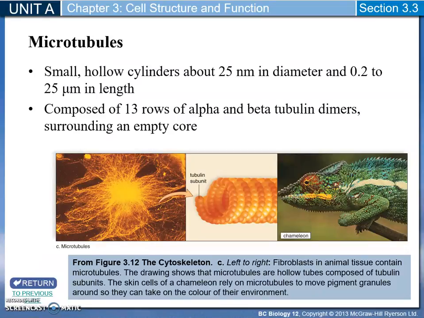And again, we have an electron micrograph of it by the looks of it there. And so the fibroblasts in animal tissue contain microtubules, and the drawing in the middle then shows that microtubules are hollow tubes composed of tubulin subunits. The skin cells of a chameleon rely on microtubules to move pigment granules around so that they can take on the color of their environment. So if you ever wondered how a chameleon does that, it's through this mechanism actually. The microtubules allow them to move pigment around their cells, thus changing their color quite quickly too, actually.